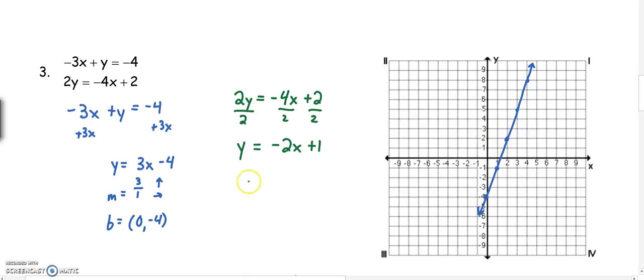So I'm going to have a slope of -2 over 1 and a b value of 0, 1. So I'm going to start at 1 on the y-axis. I'm going to go down 2, right 1. And I have an intersection point, so I can connect my line. And in this case, my intersection point for my solution is 1, -1.